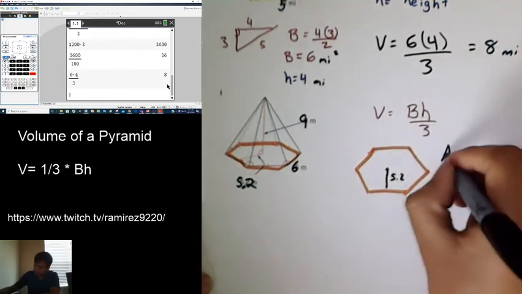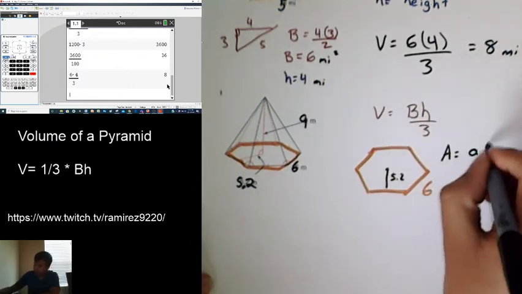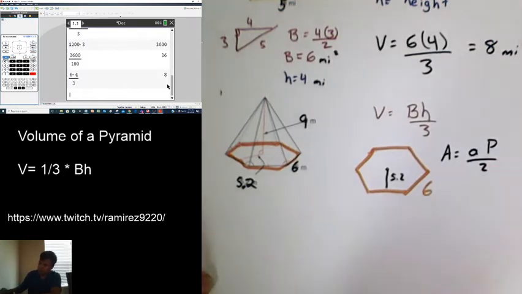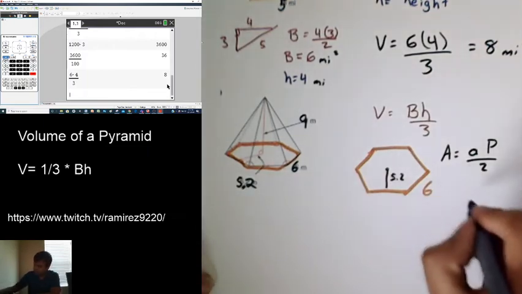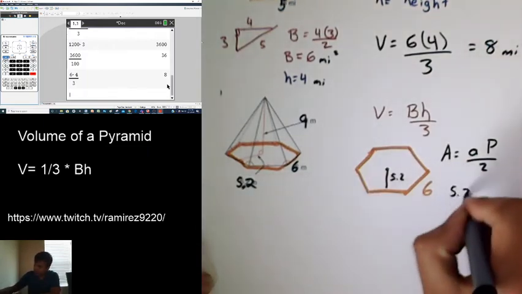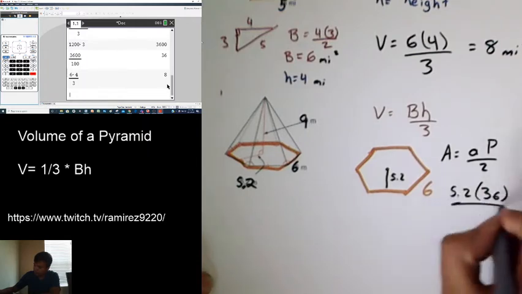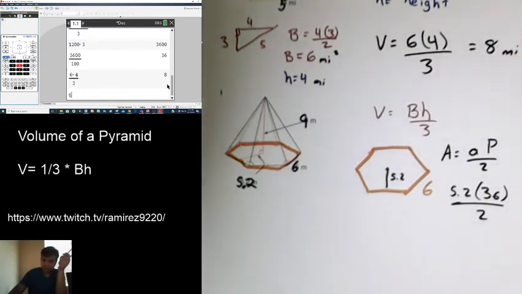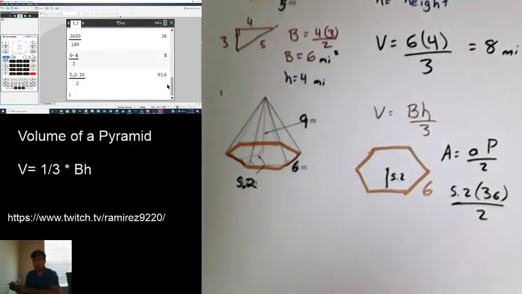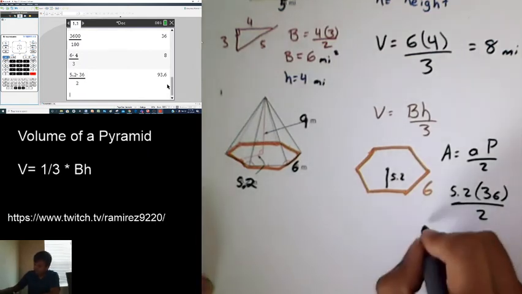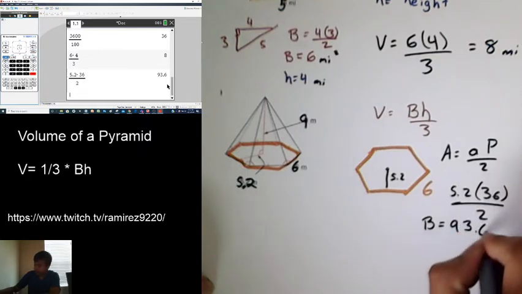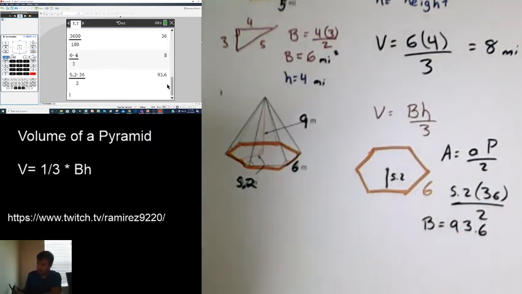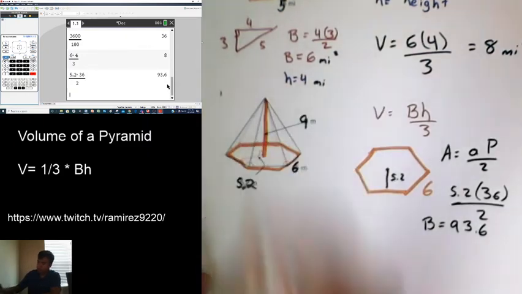Because if you recall, the area of a regular polygon is your apothem times perimeter divided by 2. My perimeter here, if each side is 6, is 36. My apothem is 5.2. So notice how easy it is to find the area. So 5.2 times 36 divided by 2. So the area of my polygon is 93.6. The height, luckily, was already given, so we really don't have to do anything here.